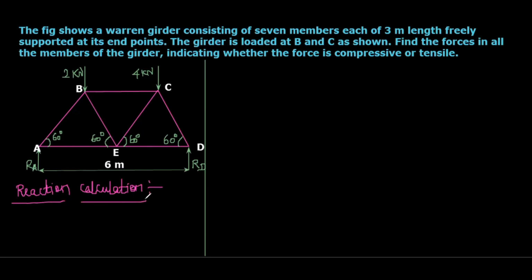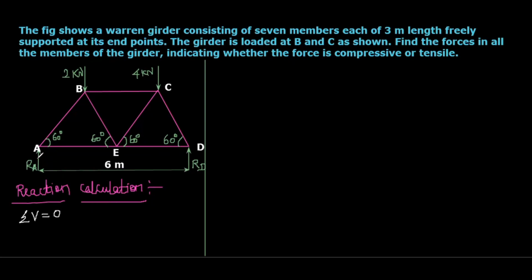Among the 3 equilibrium principles, we will use 2 principles, such as summation of vertical forces equal to zero, and summation of moment about any point, preferably from the point A, equated to 0. Because here there is no horizontal force. So first we are going to consider the vertical forces. Summation of vertical forces equal to 0.